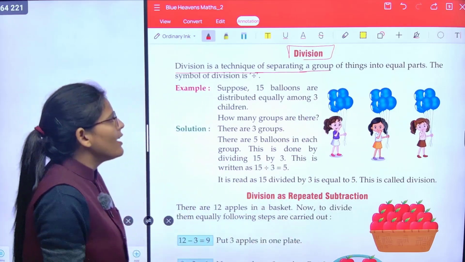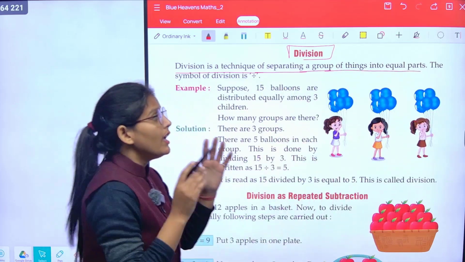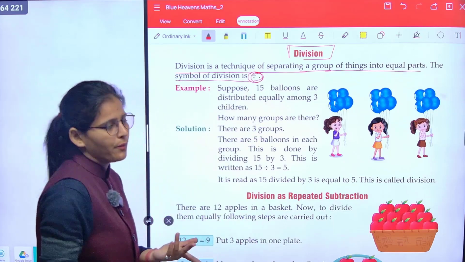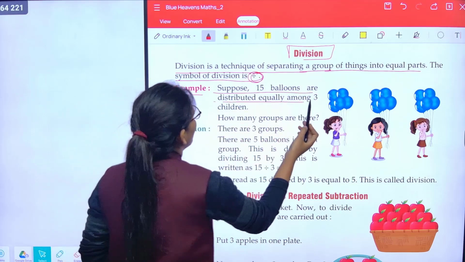Now, division is a technique of separating a group of things into equal parts. Division एक technique है of separating a group of things into equal parts. The symbol of division is this, as I told you. Now class, example: suppose 15 balloons are distributed equally among 3 children.